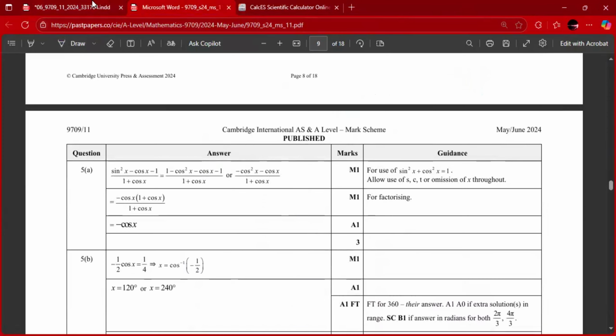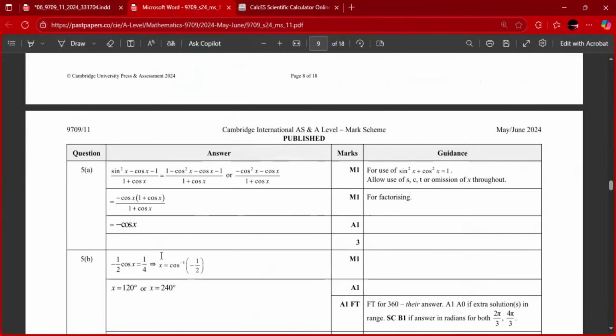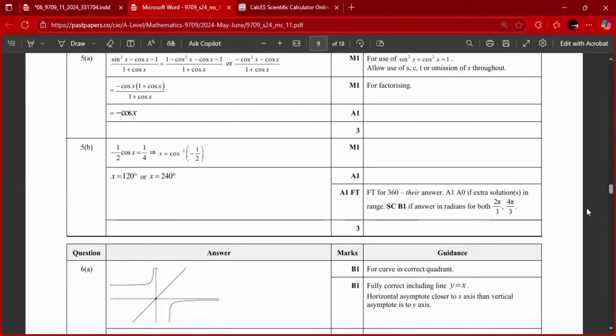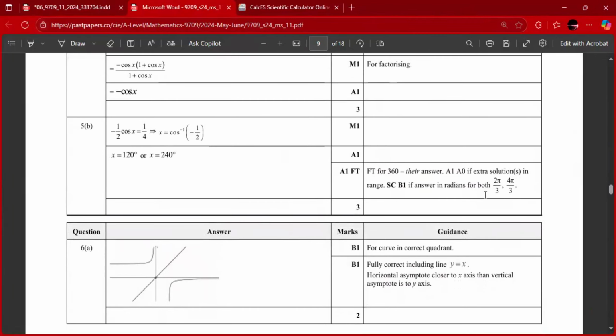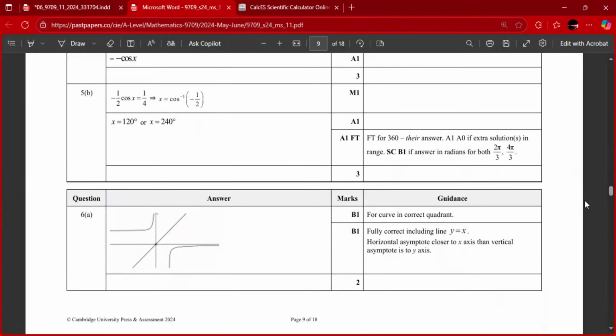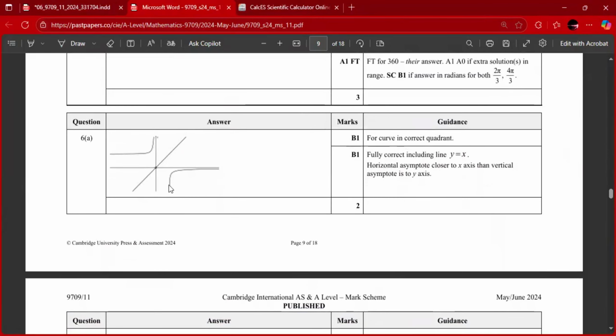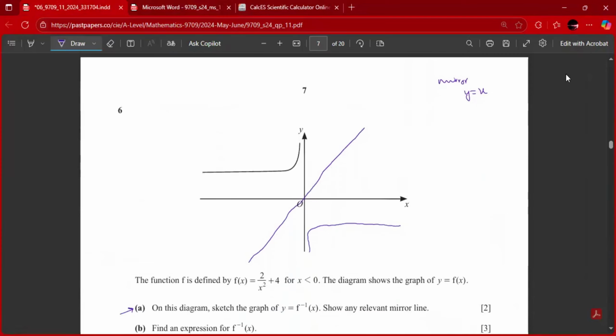Let's check. Oh, I did not check the answer for the previous one as well. Oh my god, forgetting. 120 and 240, yes. Guys, you will lose marks if you write it in radians because they have specifically given that we have to write in degrees. Now the graph question, the mirror line, 1 mark, yes, and this thing. Okay, we are done. No, we're not. This line is wrong.